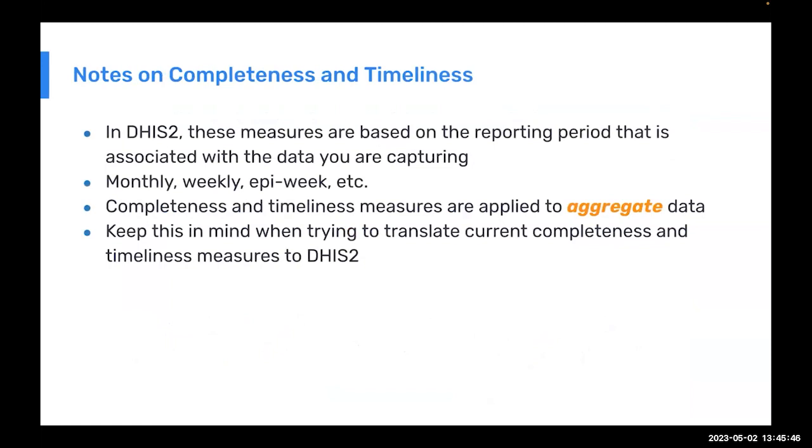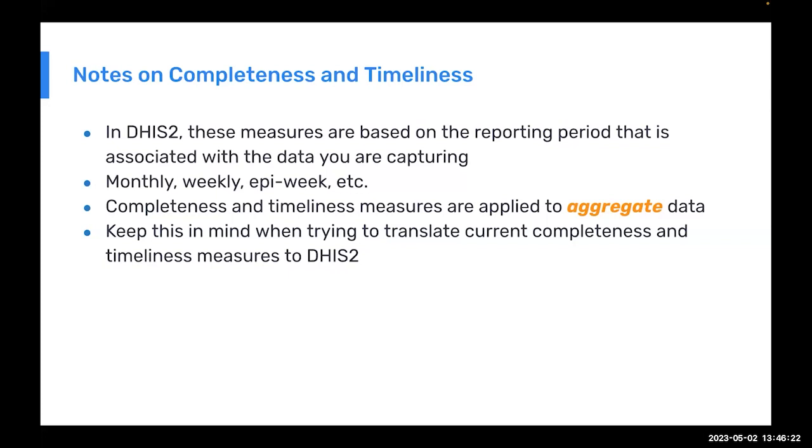Okay, so a couple of notes, and I mentioned these earlier, but I've just written them down so you can get a good sense. In DHIS2, when we're working with completeness and timeliness measures, these are based on the reporting period of the data that you are capturing. So if you're capturing data every month, you're able to calculate completeness and timeliness measures every month. If you're capturing it every week, same thing. If it's more like an epi week that starts on a Monday, same thing. So it's based on the week in which you're reporting that data.